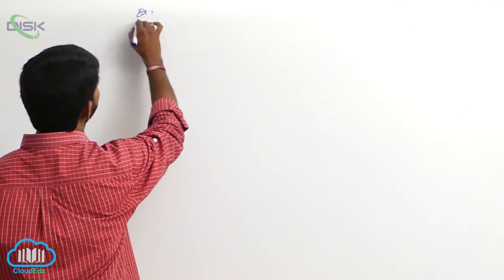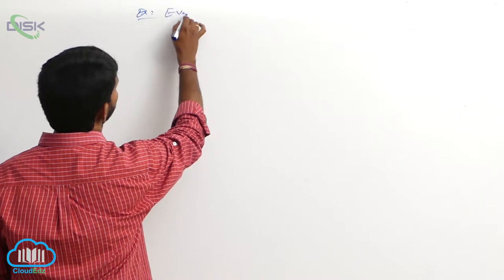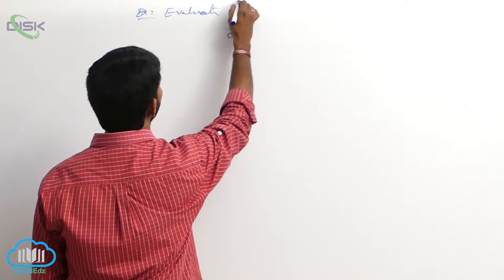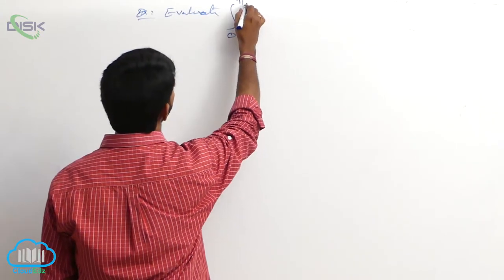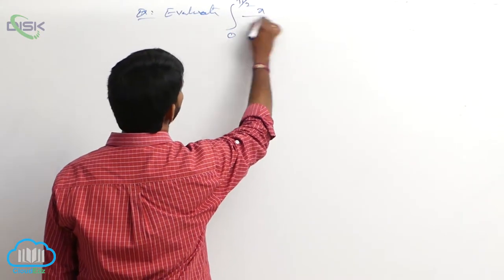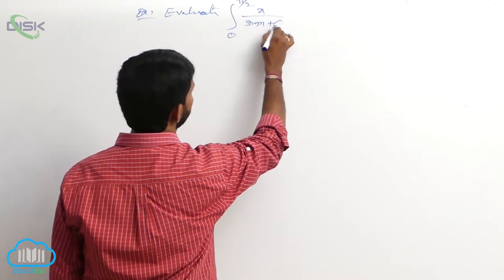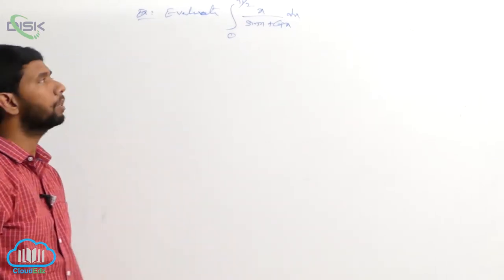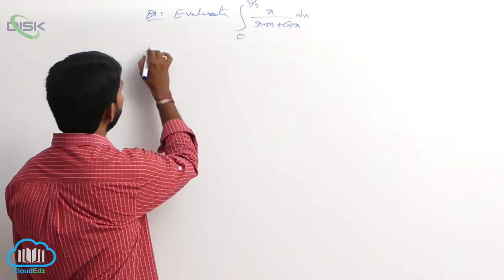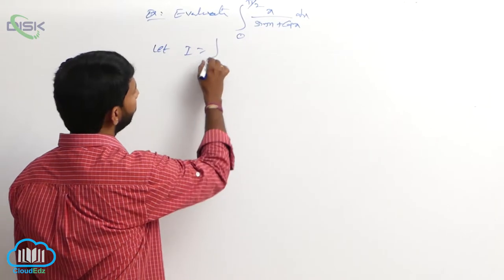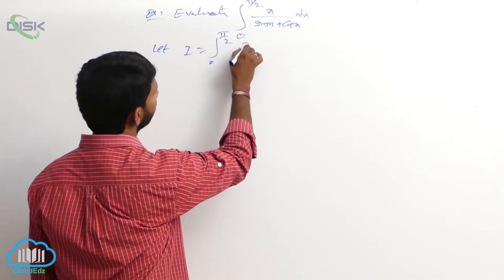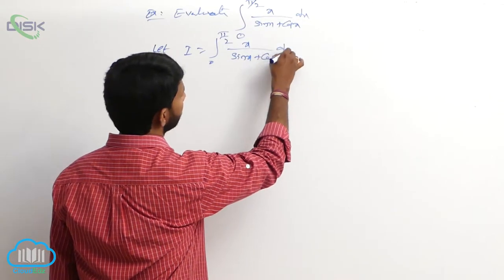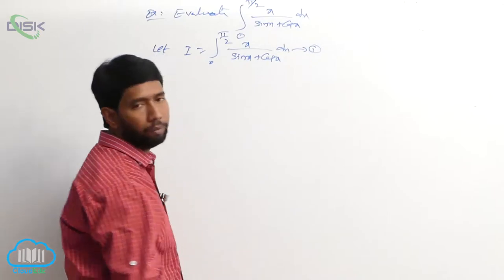And next one, evaluate the integral from 0 to pi by 2 of x by sin x plus cos x dx. Let this be I. I is equal to the integral from 0 to pi by 2 of x by sin x plus cos x dx, considered as equation number 1.